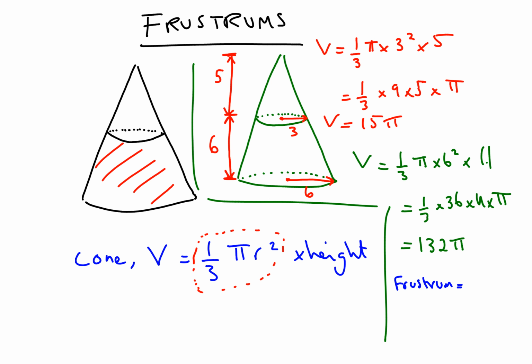And so the frustum is the difference between the two. So it's 132 pi minus 15 pi. And by leaving it all in terms of pi, can you see how simple that makes it? That gives me 117 pi, I think, and that would be centimetres cubed or metres cubed, depending on what your units are. All done.